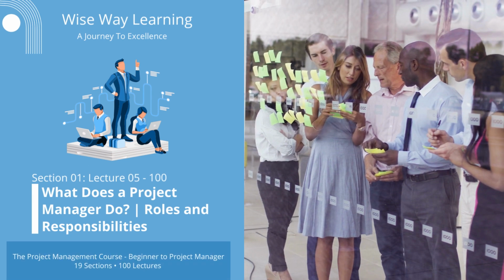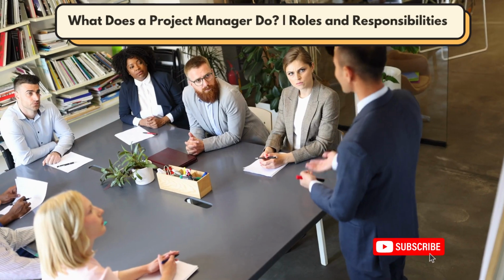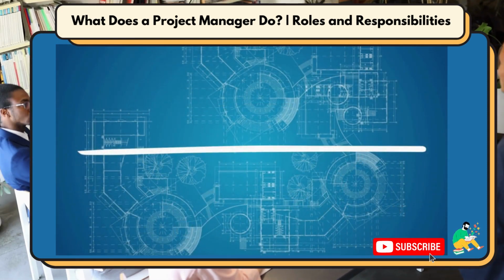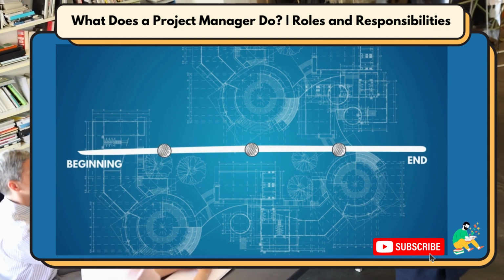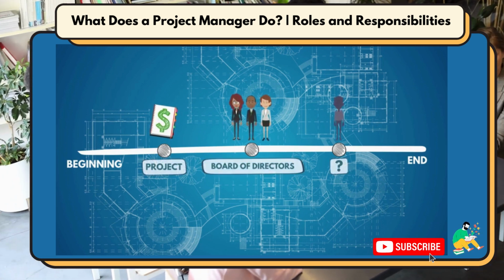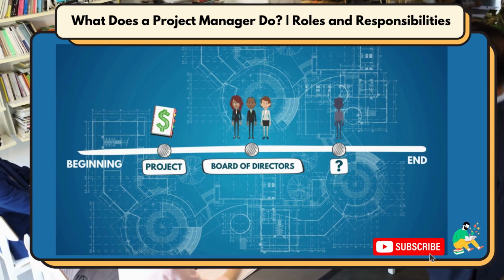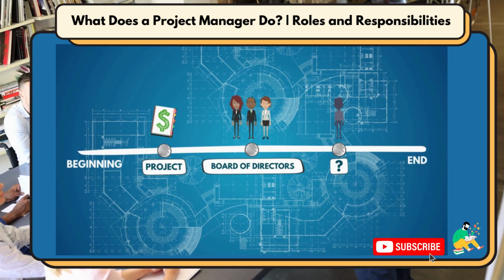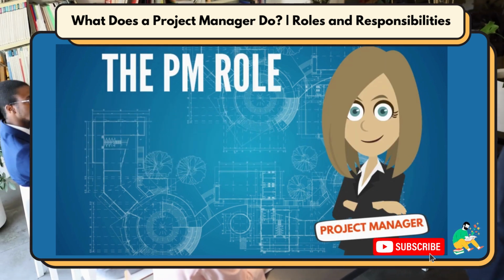Lecture 5, What does a project manager do? Roles and responsibilities. Great, now we know what a project is: a temporary initiative that is agreed, planned, and executed to achieve a specific goal. So once we have our project, and that project has been selected by the board of directors as the current initiative, it's down to one person to make sure that project's execution is successful. Can you guess who that one person is? The project manager, that's who. But what exactly is their role?